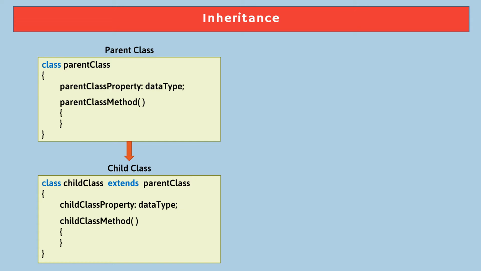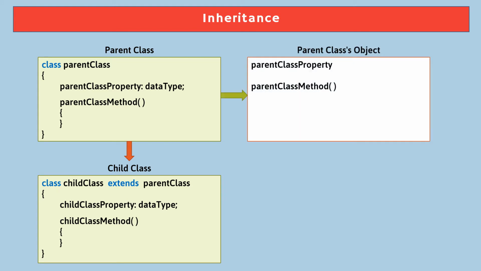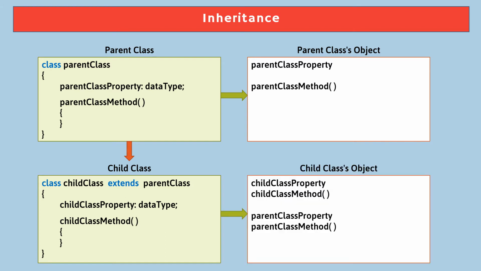You can create the objects for both parent class and child class also. The parent class object contains the properties and methods of parent class only. The child class object contains the properties and methods of both child class and parent class also. That means whenever you create an object for the child class, it automatically includes all the properties and methods of the parent class along with the properties and methods of the child class.